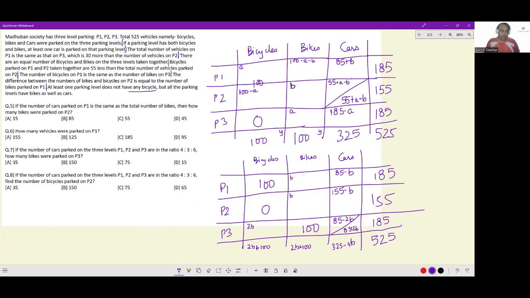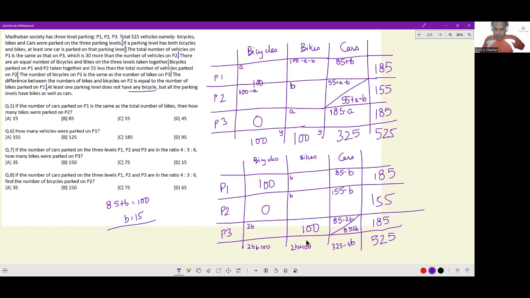What are they asking? If the number of cars parked on P1 is equal to total number of bikes. So essentially they are saying, if the first case is valid, 85 plus B is equal to total number of bikes, 100, or B is equal to 50, which is fine. So far it seems fine.